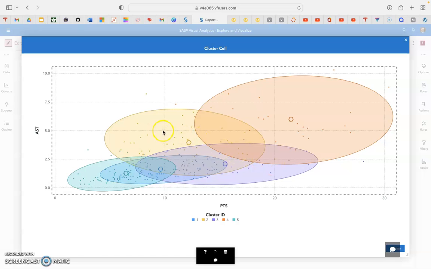And here is our cluster 2, that's the more average player that still has a guard-oriented play style. You can still see that they got a lot of assists and a reasonable amount of points.